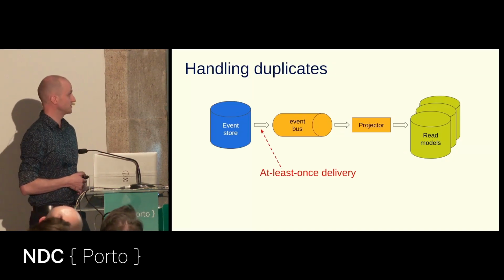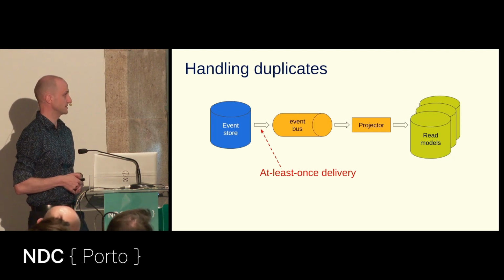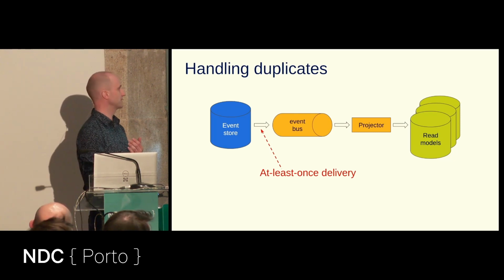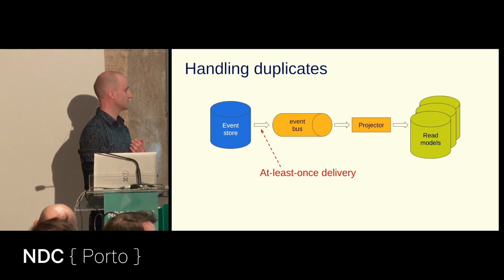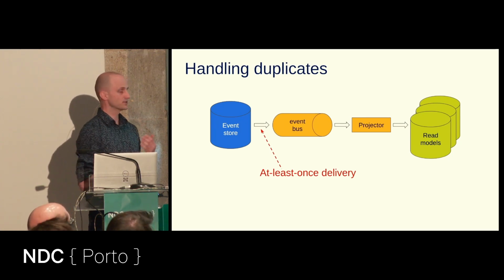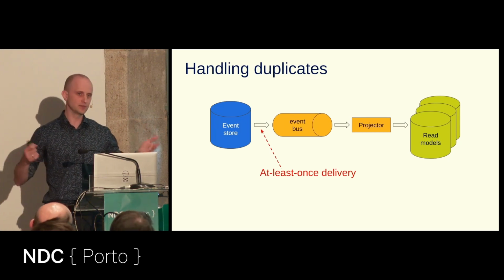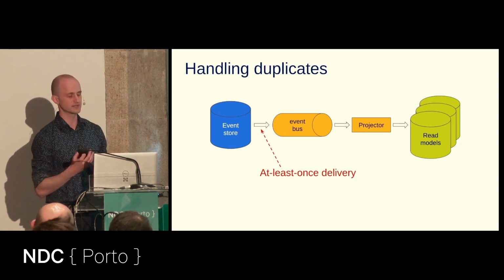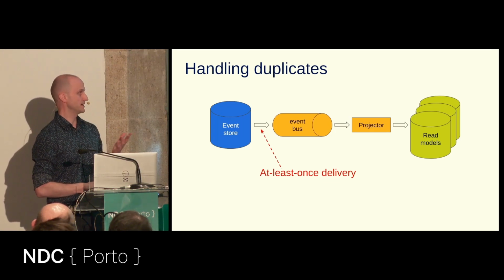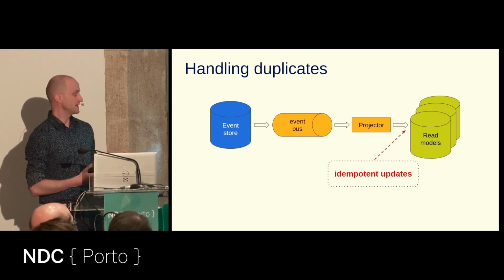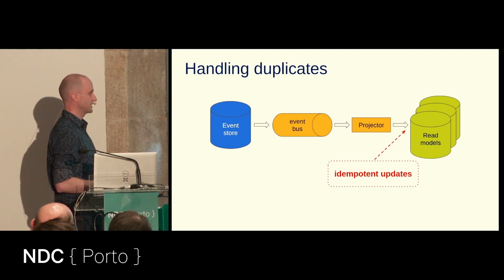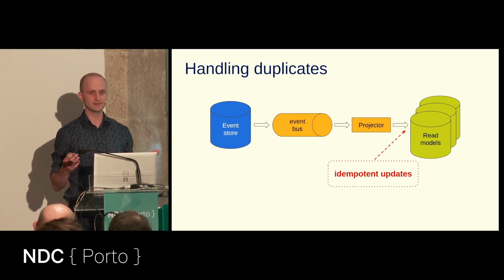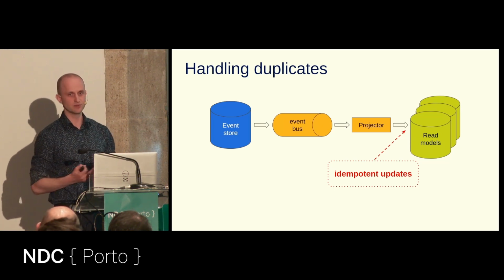So why duplicates? First of all, we can create duplicates here because we have at least once delivery. But even if you are able to filter out duplicates in this part, our projectors, consumers should be ready to handle duplicates anyway because of some restarts, some repartitioning, some crashes, etc. So always be ready for duplicates. And the easiest way to handle them is to have idempotent updates. In this case, processing the same event twice will not change anything.